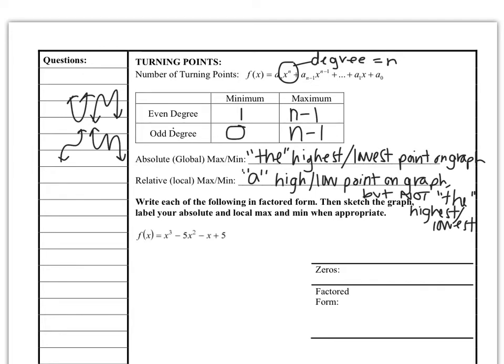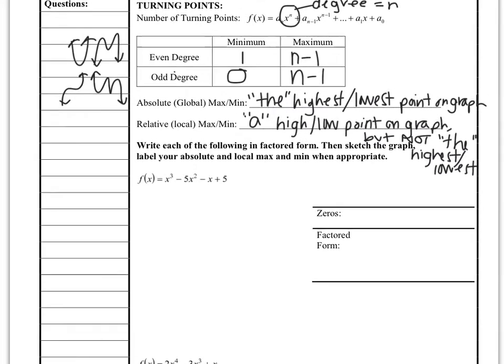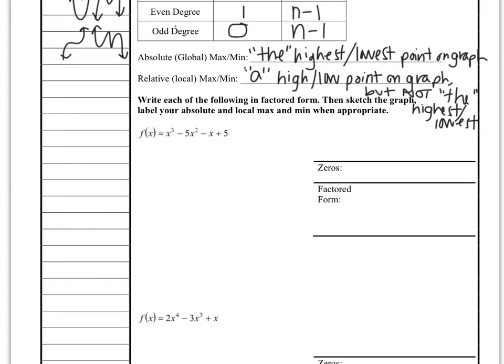Okay, so the next thing we're going to talk about here is this little example. It says, write each of the following in factored form, then sketch the graph, label your absolute and local max and min where appropriate. So we'll notice here that this is a degree of 3, because again the highest power is 3. And so what we're going to do is draw a little sketch.